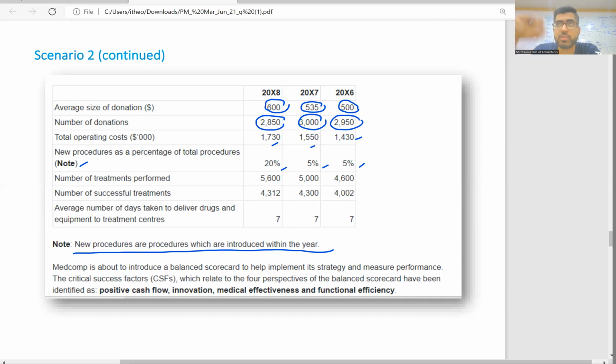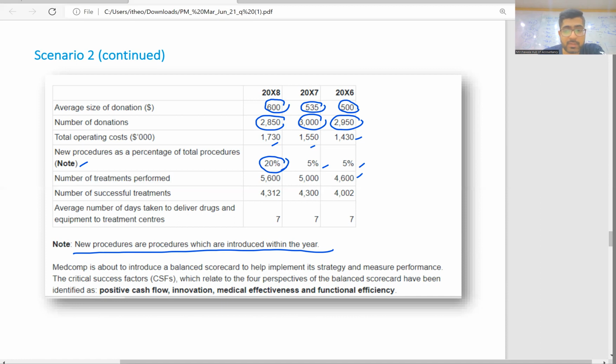Like company introduces new products every year. So they have introduced new procedures within a year. 5% of the new procedures represent total procedures percentage. In 2007, also the new procedures were just 5%. But I think in 2008, we have introduced 20% approximately new procedures.